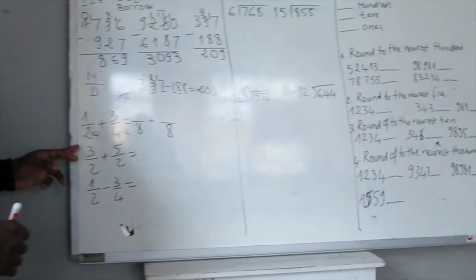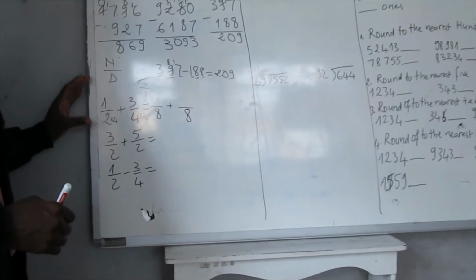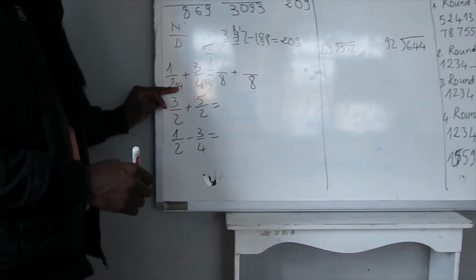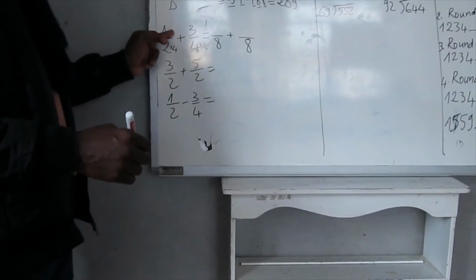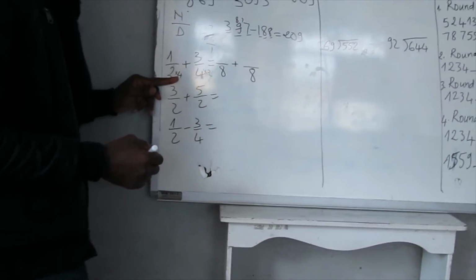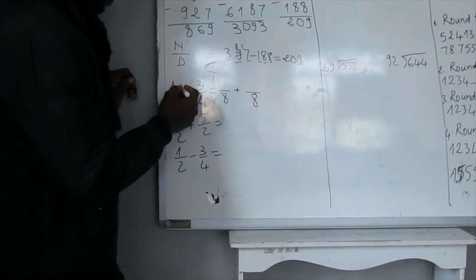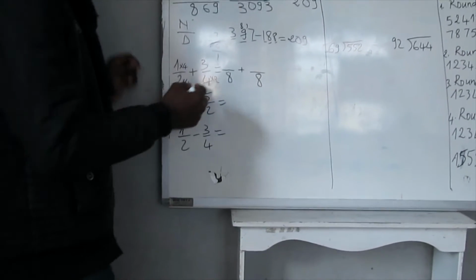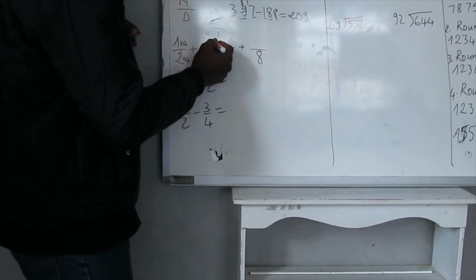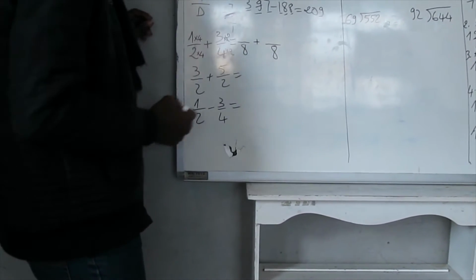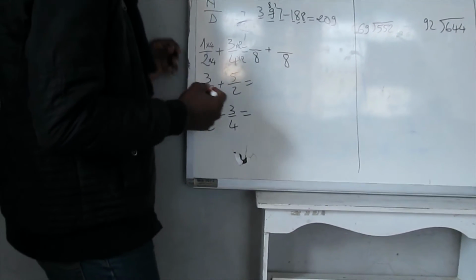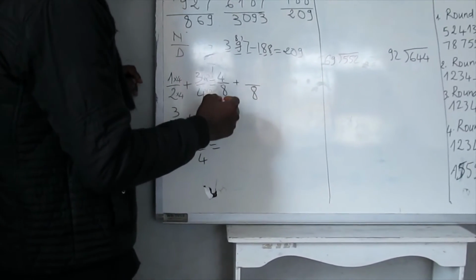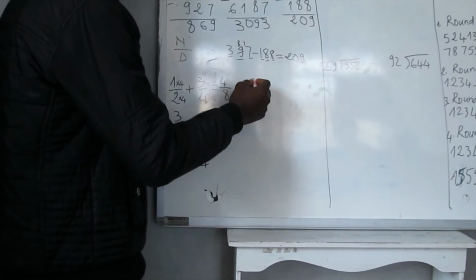So now it's a fraction. It's not a whole number only, it's a fraction. So when you multiply something at the bottom, you must do the same thing on your numerator up. If I multiply this denominator by 4, I must multiply the numerator also by 4. And if I multiply this denominator by 2, I must multiply my numerator by 2. So now 1 times 4 equal to 4, plus 3 times 2 equal to 6.